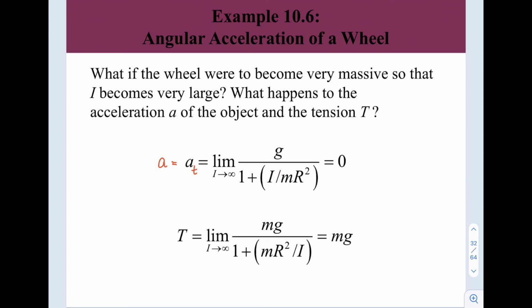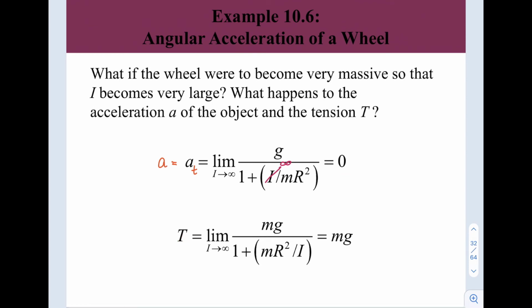So if I is infinity, infinity divided by something is infinity. So g divided by infinity, 9.8 divided by an infinite number, becomes 0. So A will be 0. What does that mean? No movement of the hanging block, so the wheel will not rotate.